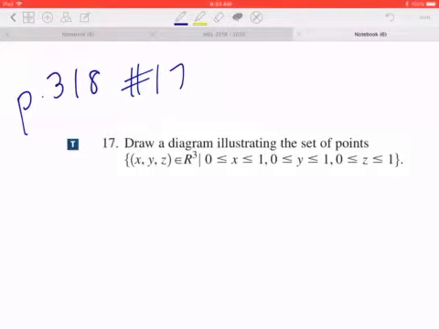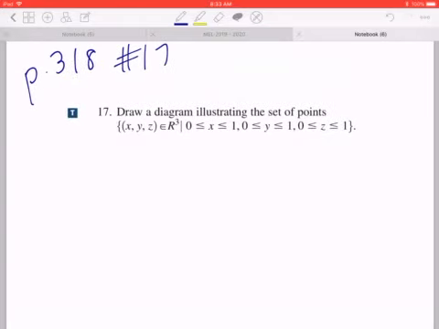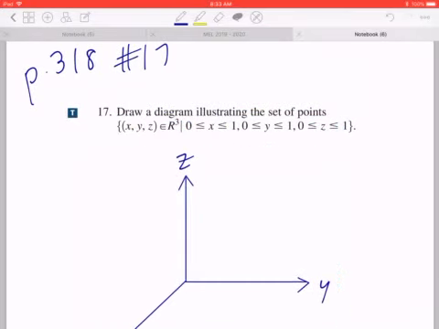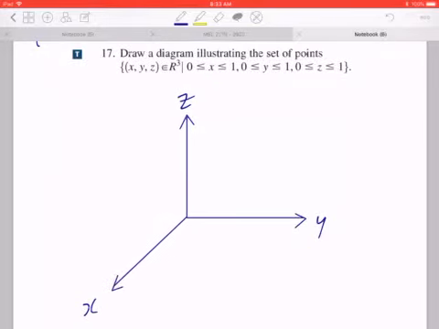Hi everyone, we're looking at number 17 on page 318. Draw a diagram illustrating the set of points x, y, z in three-dimensional space, where x is in between 0 and 1 inclusive, where y is in between 0 and 1 inclusive, and where z is in between 0 and 1 inclusive. So step 1 is to set a scale, and notice how they're in between 0 and 1 inclusive.